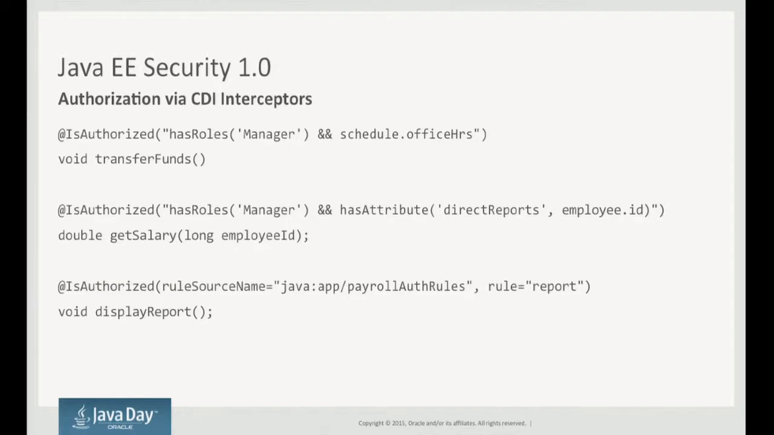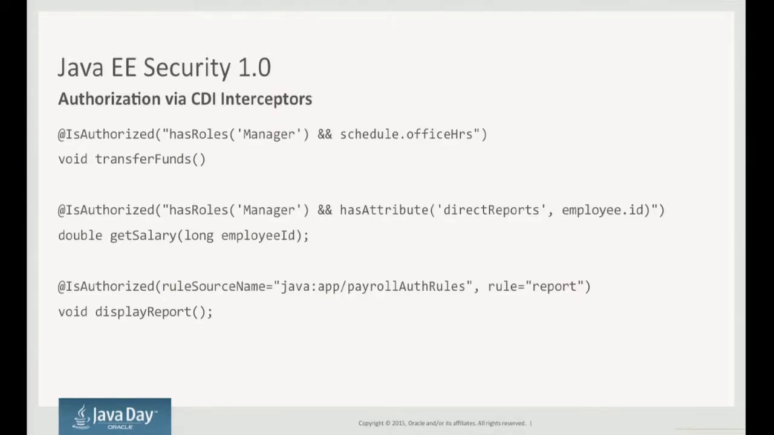But notice also, in the first, I want to access contextual information. So I want some information. I want to know that the office hours are appropriate for the invocation of this method. So this is contextual information that's available through CDI context. In the second one, I want to know that the caller has the property that its direct reports include the employee whose salary information is going to be accessed.